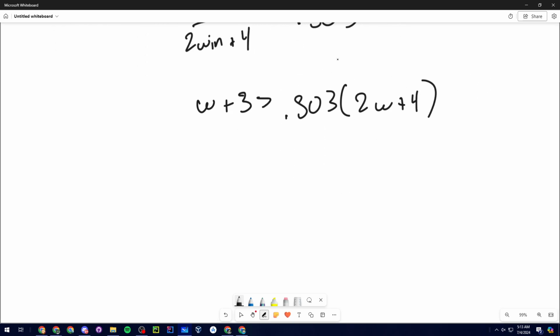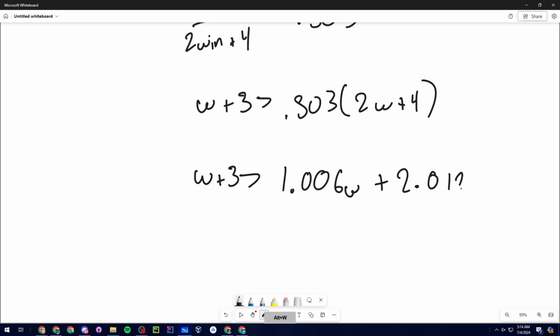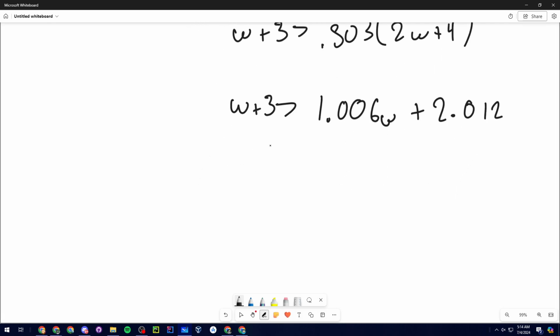Okay, this looks pretty hard to do, but bear with me. This is kind of just like arithmetic. So W plus 3 is greater than, what's 2 times 0.503? Well, if 2 times 0.5 is just 1, you're adding that 0.006. So you just have 1.006W plus, and then twice that, because 4 is twice of 2, 2.012, right? And I'm nearly done. Now I just have to solve it accordingly.